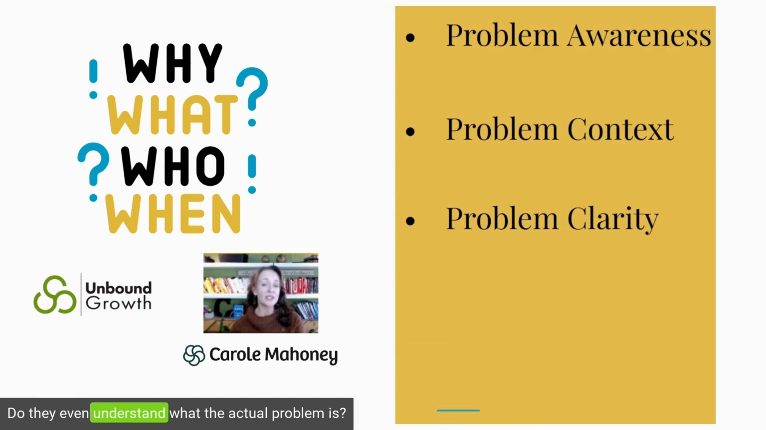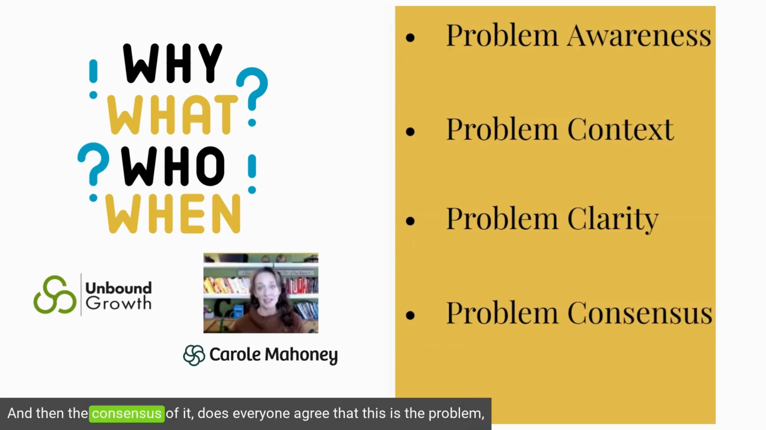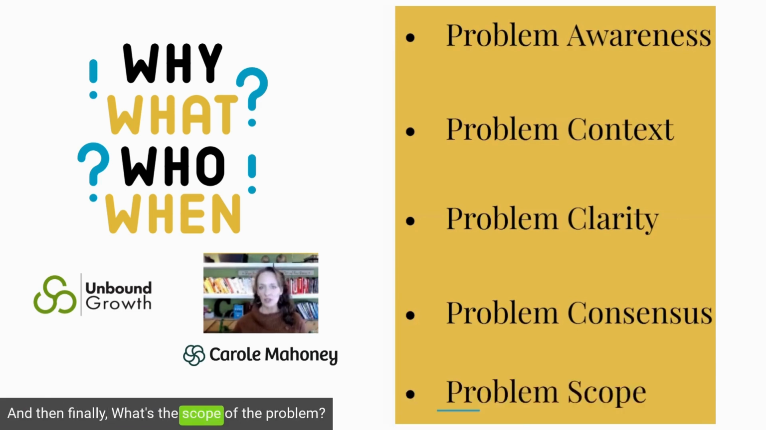And what's the clarity of this? Do they even understand what the actual problem is? Do other people on their team understand what this problem is? And then the consensus of it. Does everyone agree that this is the problem, that this is the cause of the problem, and that we actually even need to solve it? And then finally, what's the scope of the problem? What else does it impact?